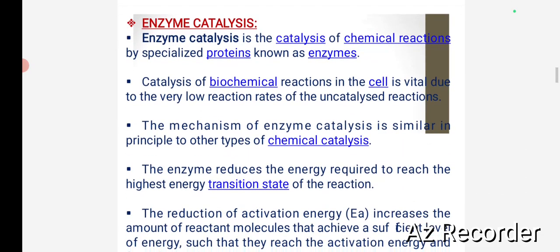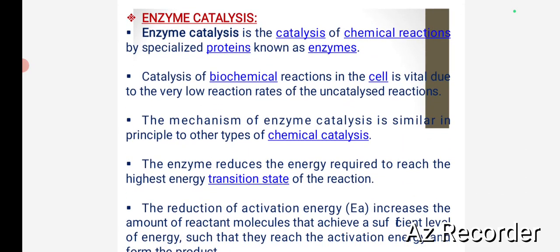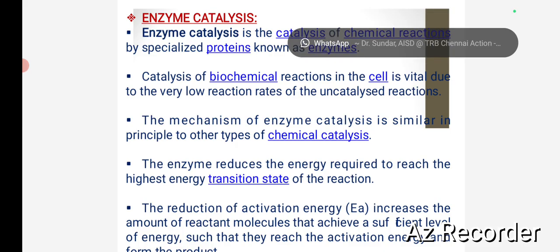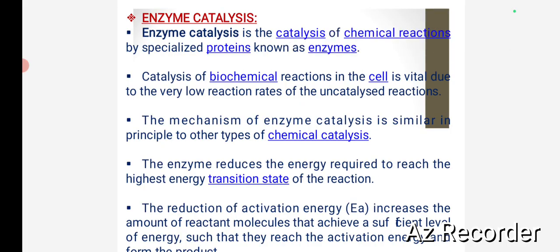Next one, enzyme catalysis. Enzyme catalysis is the catalysis of chemical reactions by specialized proteins known as enzymes. Catalysis of biochemical reactions in the cell is vital due to the very low reaction rate of uncatalyzed reactions. The mechanism of enzyme catalysis is similar in principle to other types of chemical catalysis.